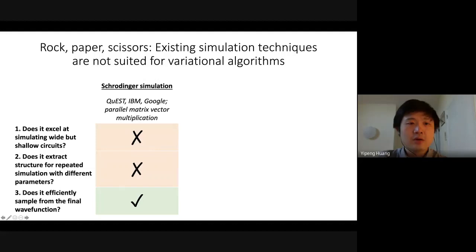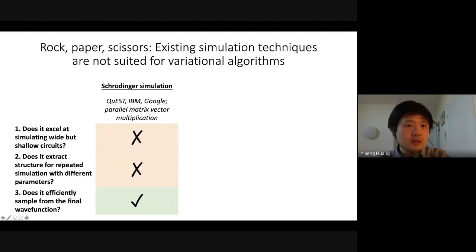And if we think about, okay, does it match up with these properties that we're interested in? We'll find that, because state vector simulations store the state in these really long state vectors, in general, it's going to suffer if your circuits have a lot of qubits. This is why quantum circuit simulation in general does not scale.